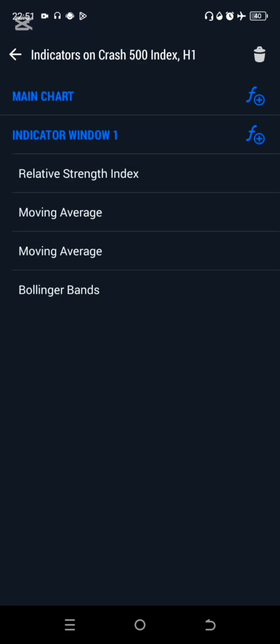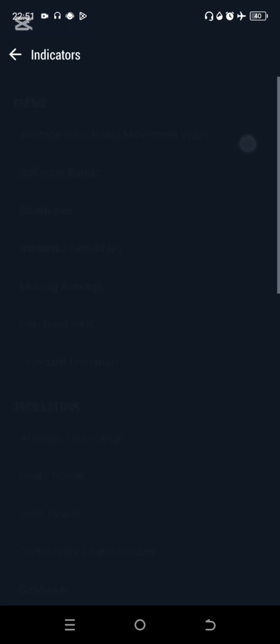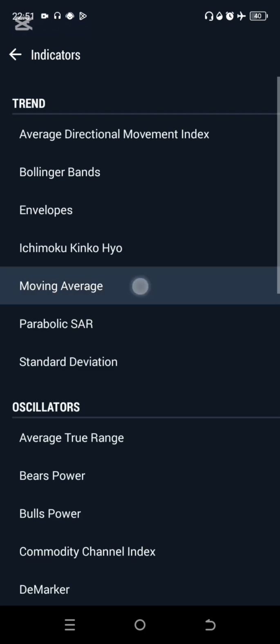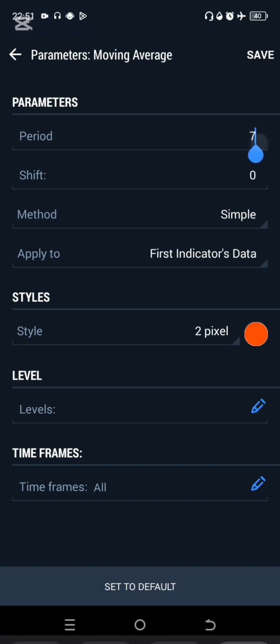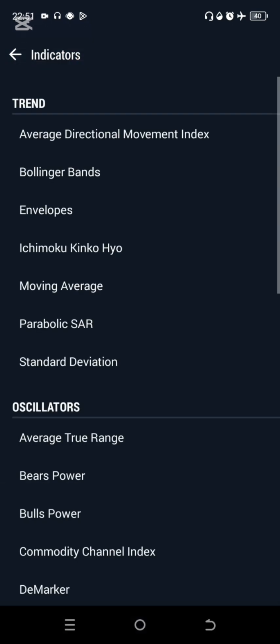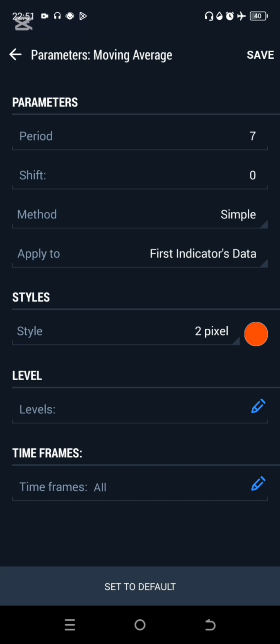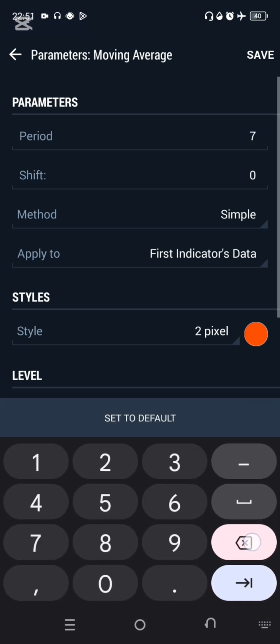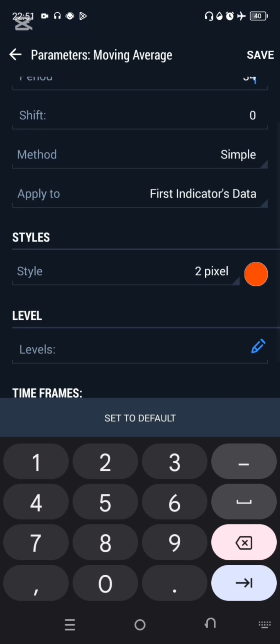Because we're going to be using this level quite often in this case, so we want it to be visible, to be different from the other blue Bollinger Bands. So to this one we are going to add a moving average on the indicator window again, with a period of 34, applied to the first indicator data again.